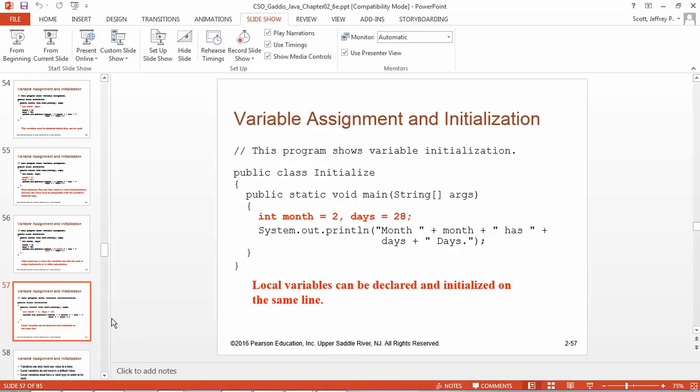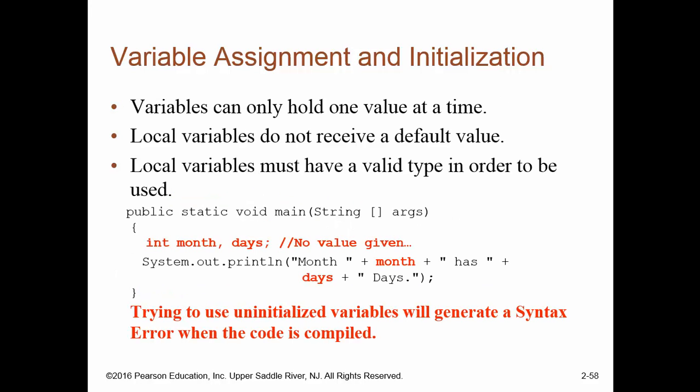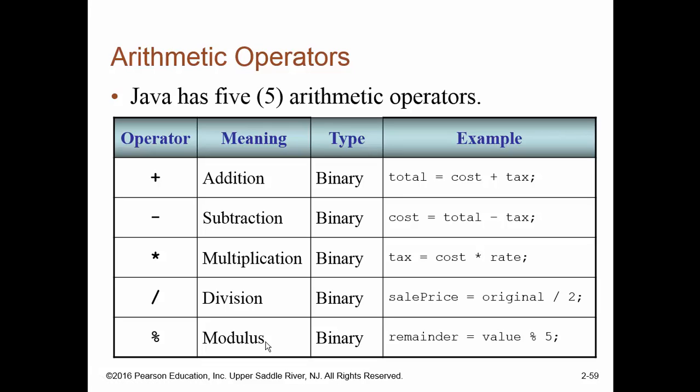That has to do with what's referred to as variable scope. Again, we're going to go into all this stuff as we go on in much more depth and breadth of coverage. Variables can only hold a single value at a time. Local variables do not get a default value, so you must initialize them. It says here, trying to use an uninitialized variable will generate a syntax error when the code is compiled. You already saw that when my console screen turned red.